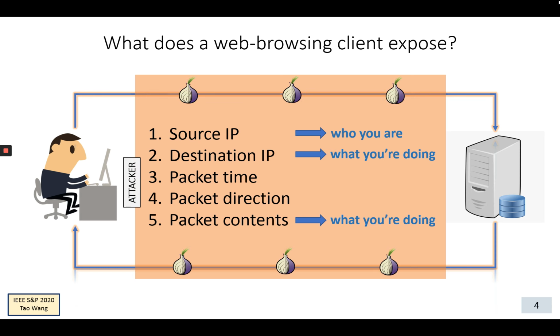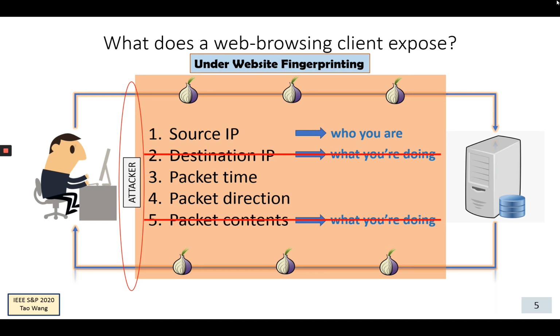So this is how Tor protects your privacy. But when we consider website fingerprinting, which is an attack against anonymity networks like Tor, then what we're doing here is, given the remainder of this information, the packet time, the packet direction, and also the packet sizes, we're going to reveal what this person is actually doing. We're going to recover that, therefore compromising the privacy guarantees he had under Tor.